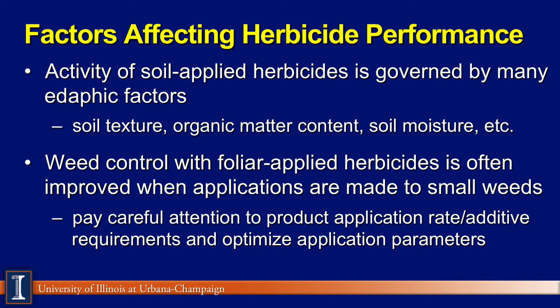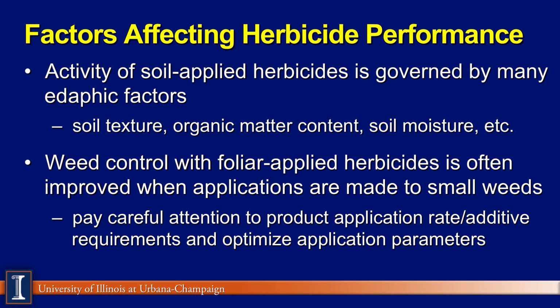Now, if we think about weed control with foliar-applied herbicides, many times the factors associated with the environment are very, very important. The environment when the herbicide is applied, and even the environment that was encountered by the weed population for several days before and after the application. For example, things like relative humidity. Temperature, very important in terms of influencing the impact of foliar-applied herbicides. Typically, a good rule of thumb is that the best weed control with foliar-applied herbicide is realized when the applications are made to small weeds.